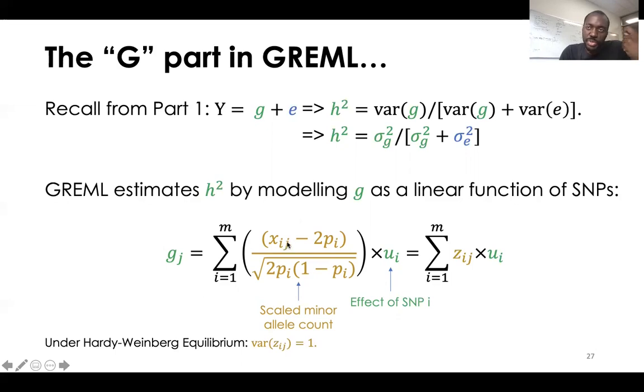The count takes values 0, 1, or 2, minus 2 times the minor allele frequency p_i, and is normalized by the square root of 2p(1-p). This normalization is handy because under Hardy-Weinberg equilibrium it leads to the variance of that term being 1, which is practical for the algebra. So essentially you have the normalized genotypes times an effect. The genetic value of individual j is a sum of genotypes times the effect of the genotypes. Right, fair enough.